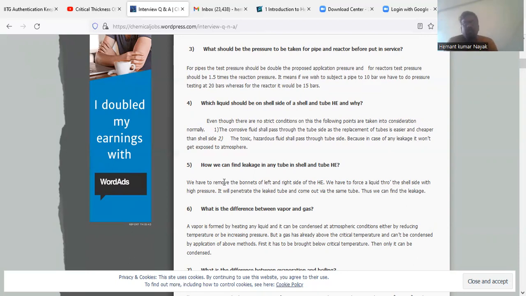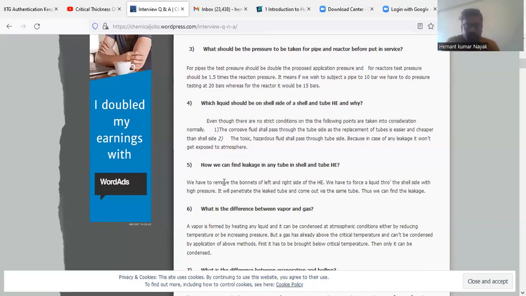Okay, so we have to remove the bonnets of the left and right side of the heat exchanger. We have to pour the liquid into the shell side with high pressure, and then it will penetrate the leaked tube and come out via the same tube.